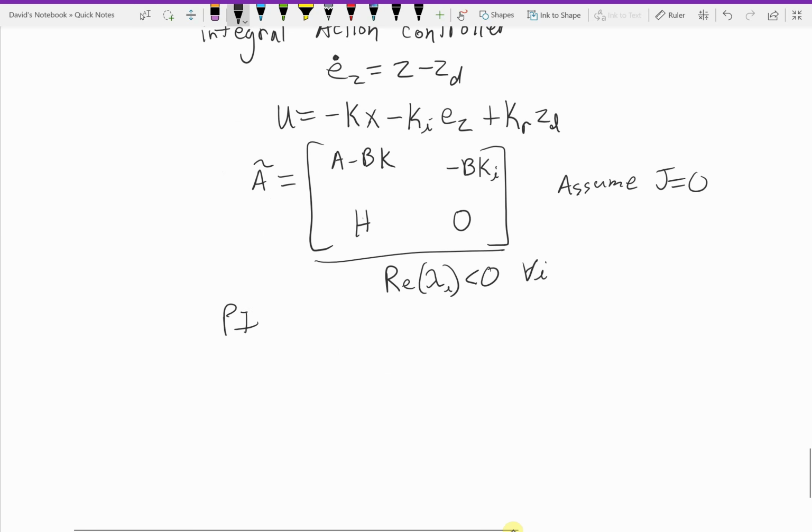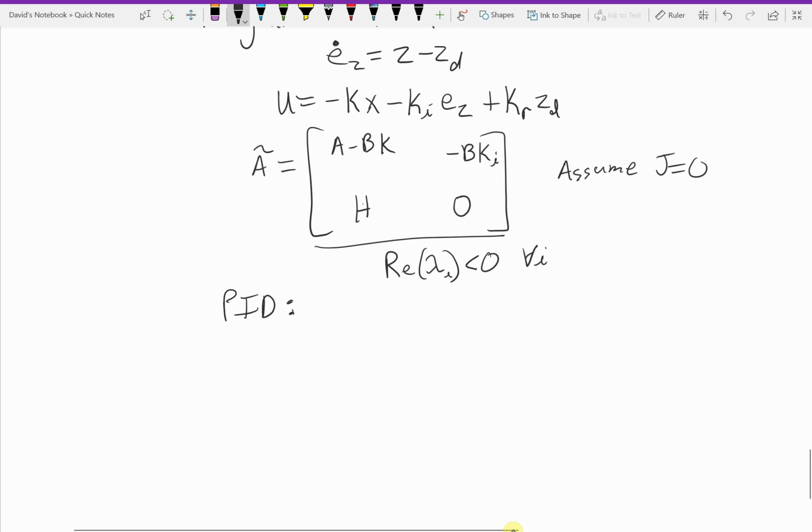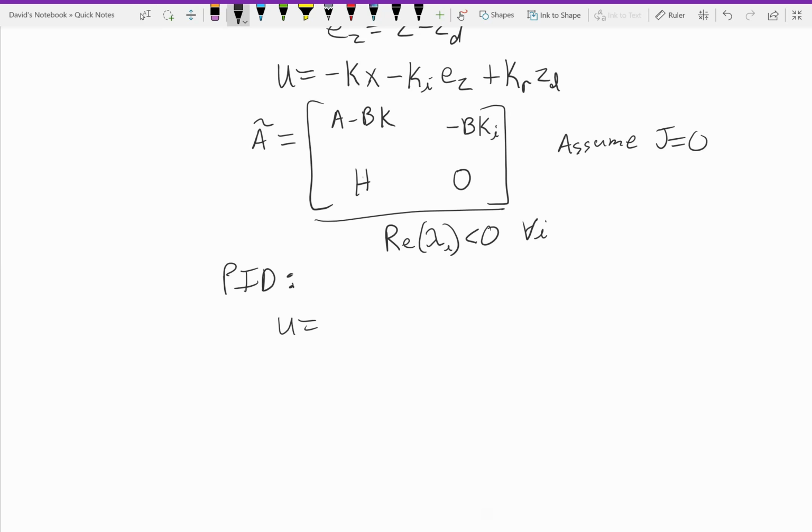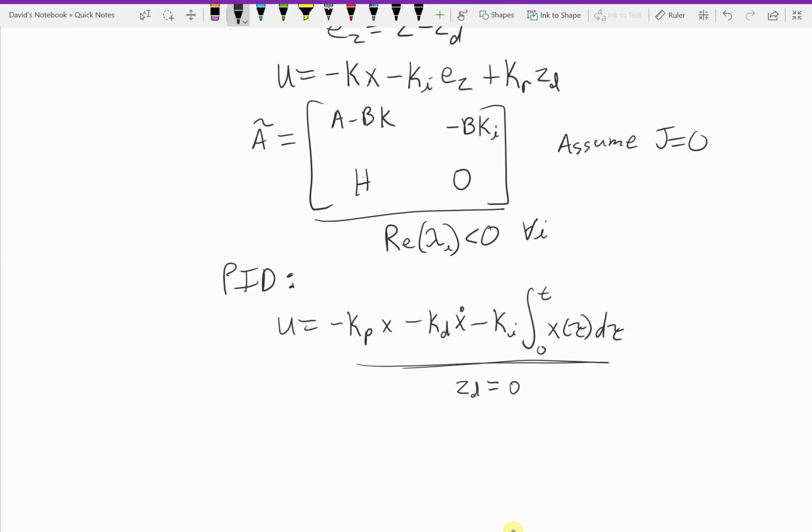If we wanted to implement PID control, then our controller is just a proportional gain times our state, minus the derivative gain times the time derivative of the state, minus the integral gain times the integral of our state. Assuming in this particular case that our desired output is equal to 0 and is also equal to the state as opposed to the derivative of the state.